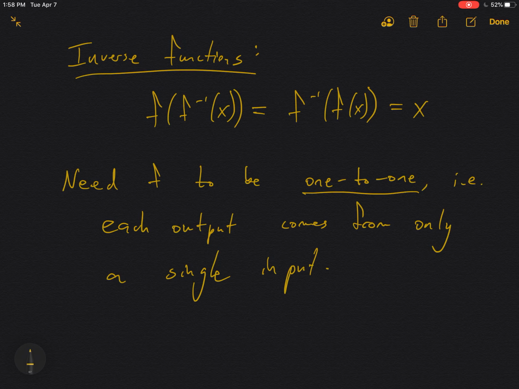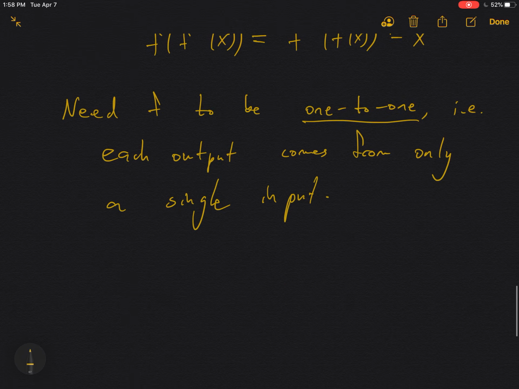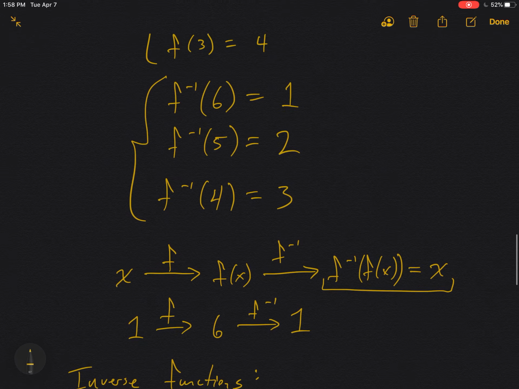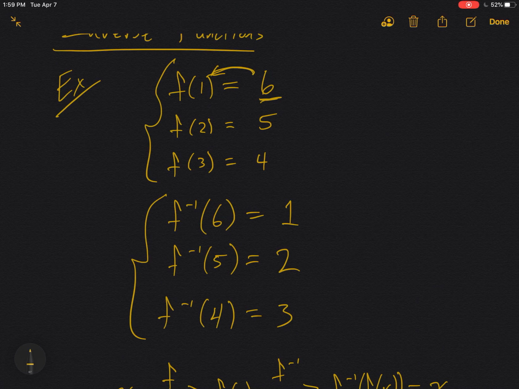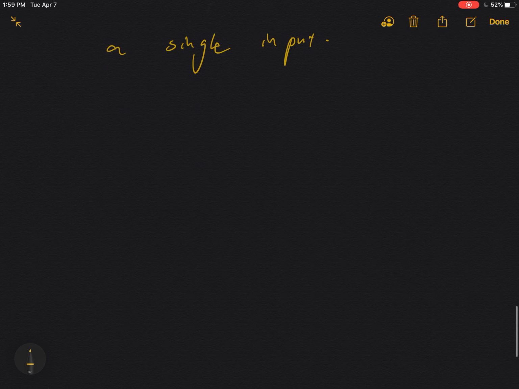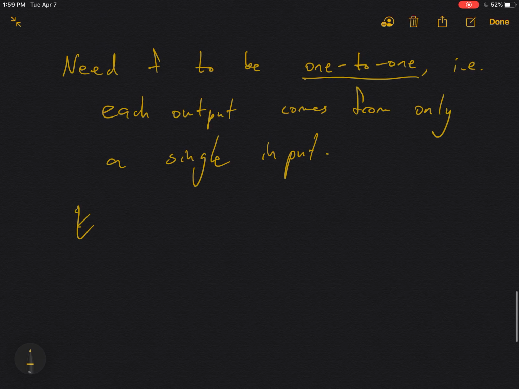So if f satisfies that condition, then we will be able to define an inverse function. So let me give you an example of a function that is not one-to-one. We've seen a one-to-one function up here. It's just one such that every output comes from a single input.